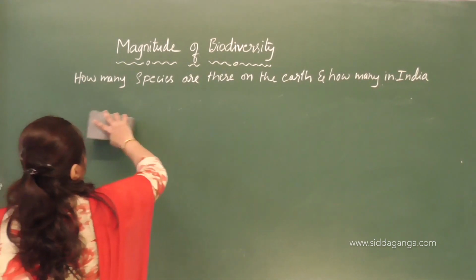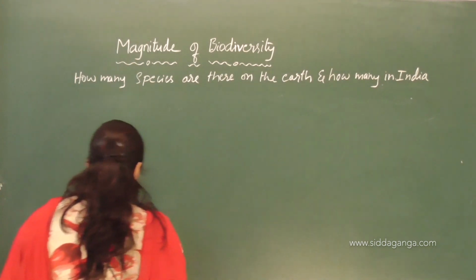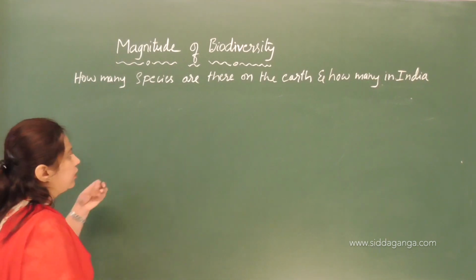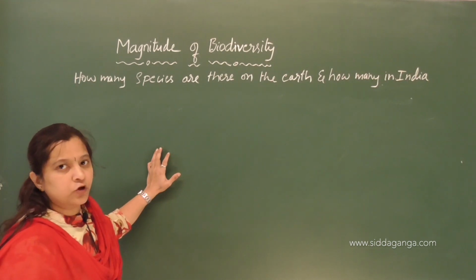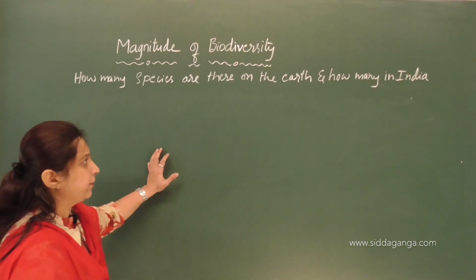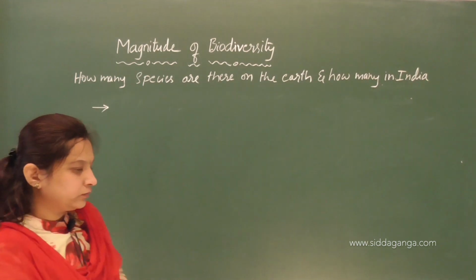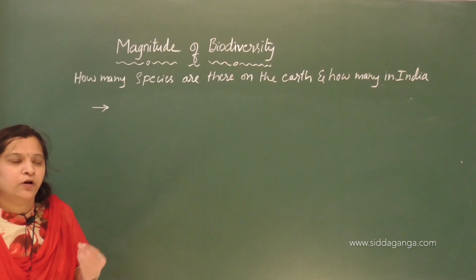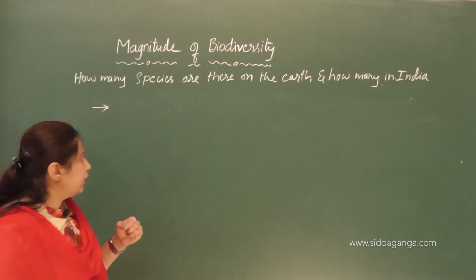So all these were the predictions of global species diversity. And what about India? How many species of plants and animals are present in our country, India? So, let us see. Geographically, India is divided into 10 biogeographical regions.